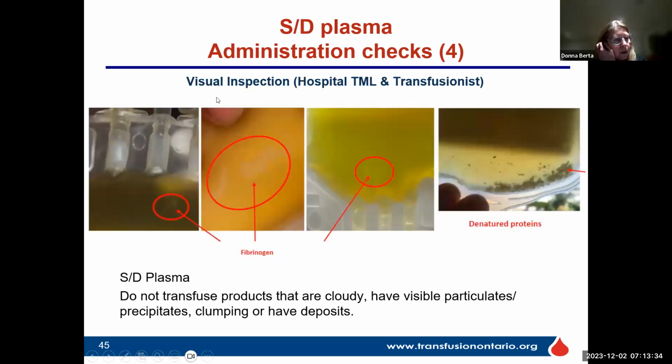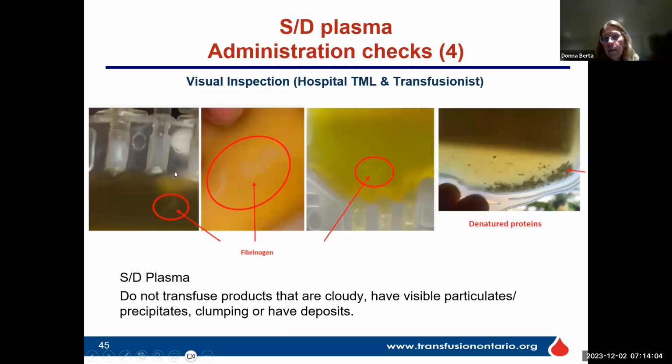And now the last part of checking, the visual inspection. So this is some thawed SD plasma, and you can see here there's some clumps, it's a bit cloudy, there's some particulates in here, and that's all fibrinogen. This example over here, these little black dots, that's denatured proteins, and that would be related to the product being at too high a temperature and too hot, and so the proteins have denatured.